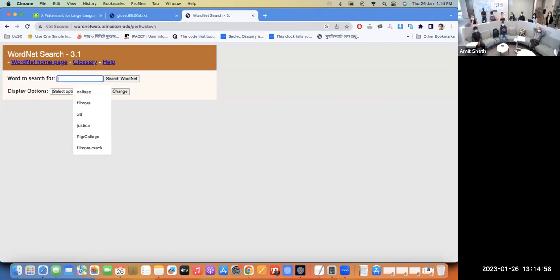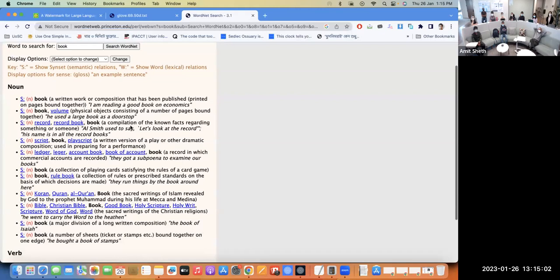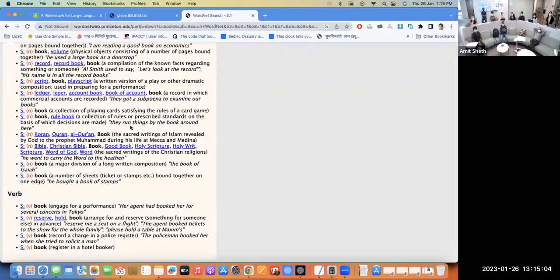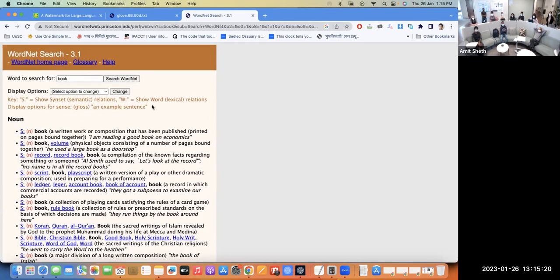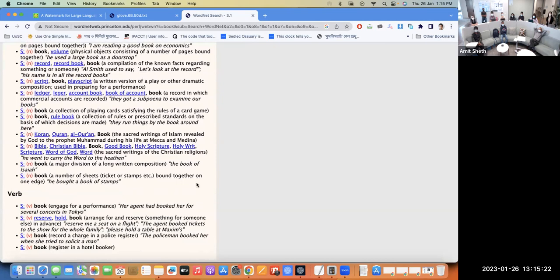Let's just search for book. So book has these many senses, right? These are noun senses, these are verb senses. Every sense has a unique ID, right? Sense means there are different senses. They're polysemous words, right? Book and book. I book a ticket, I have a book. So for noun, these many senses exist. And for verb, these many senses exist.